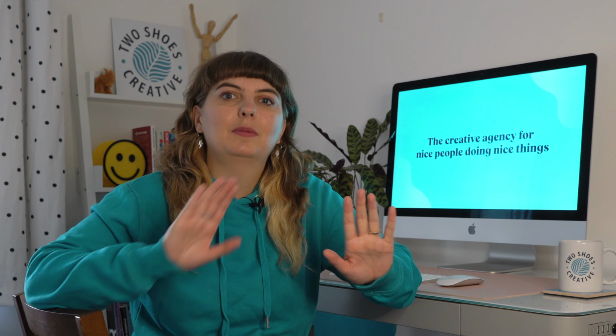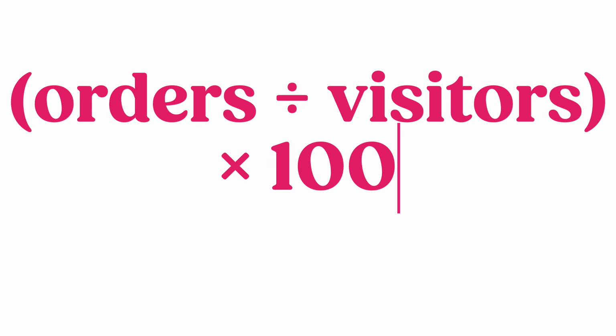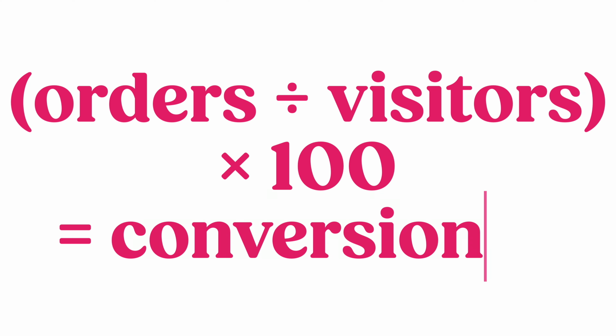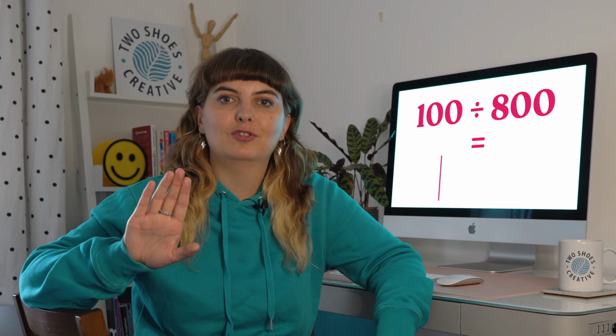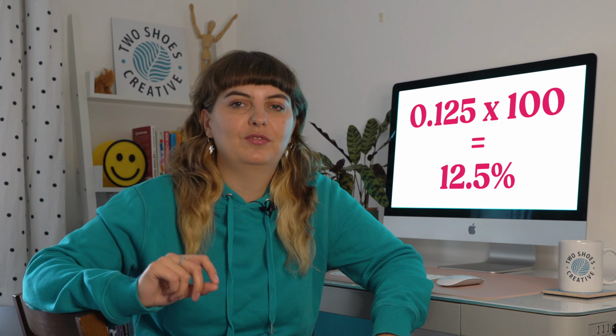To work out your conversion rate, you first need to find out how many visitors you have on your website and how many orders you have. I recommend looking at a month to start off with. Then it's time to do some maths. You want to take the number of orders you have divided by the number of website visitors you have, times that all by 100, and you'll get a lovely percentage, which is your conversion rate. For example, if you had 100 purchases from 800 visitors and you times that by 100, you would get 12.5%.